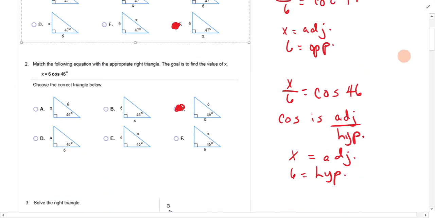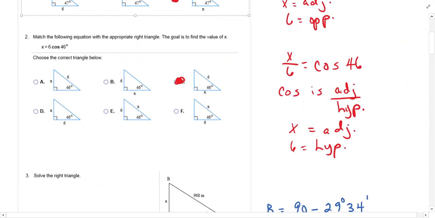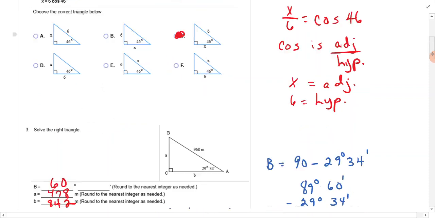Let's see if we can do another one. x equals 6 cosine 46. If we divide by the 6, we have x over 6 equals cosine 46. Cosine is adjacent over hypotenuse. So x is the adjacent, 6 is the hypotenuse. There are two that have 6 as a hypotenuse, but over here x is the opposite. Here, x is the adjacent. So this is the one that works. You have to think about it a little bit.